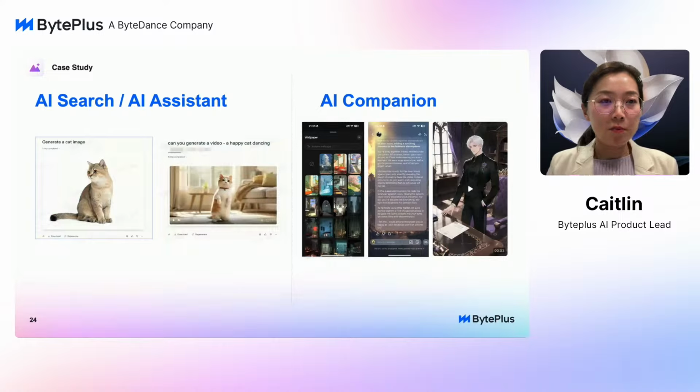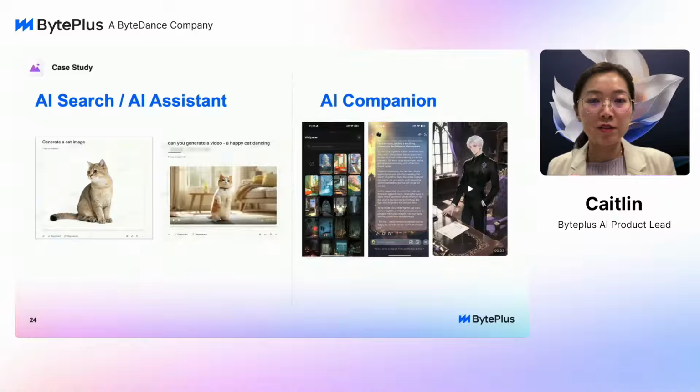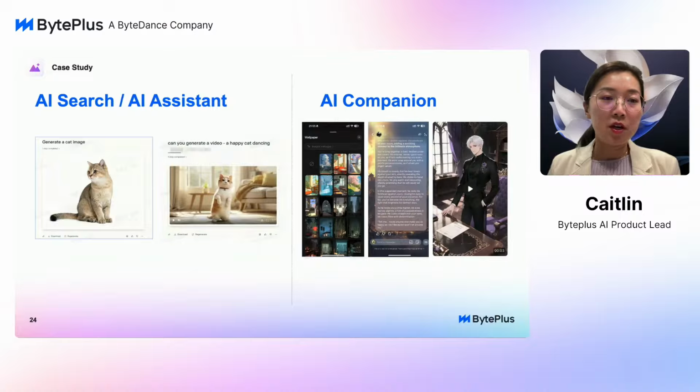And these are more examples about AI assistants and AI companions, right? You can use it to generate the characters, or you use it to better engage with your users. So when the AI assistant replies to the users, it's not only in text format, but also in image and even video format.